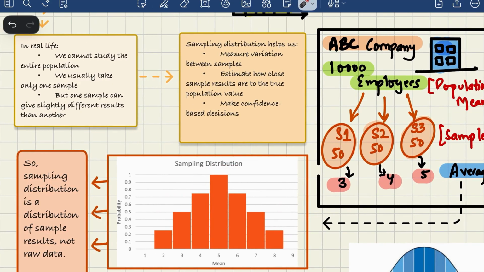All right, so we saw that most of the samples are distributed around the average 5. So this is how we are able to understand that this is the sampling distribution average, and from all the employees we'll get the population mean, and we'll be able to relate that both of them are the same. All right, so this is how sampling distribution works.